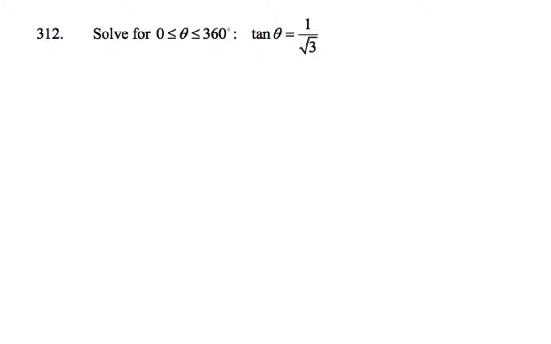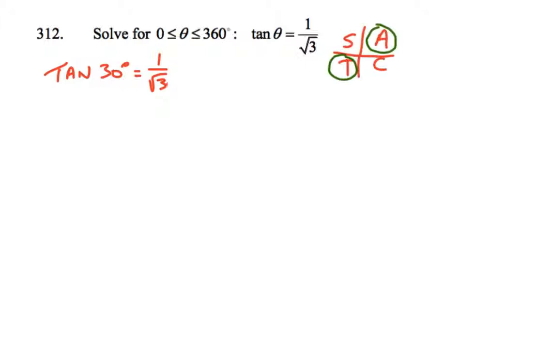Okay, we're trying to solve this, and I think that's one of those exact values, so let's have a look. Yeah, tan 30 is 1 on root 3. It looked pretty exact. Anytime you've got a root 3 or a 2 or a 1, you might suspect an exact value.